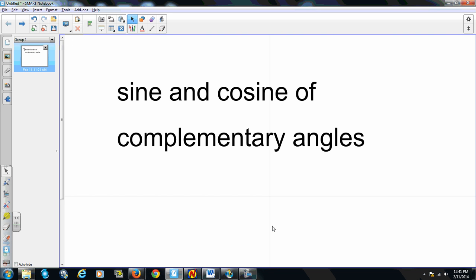Today we're going to do a quick lesson on sine and cosine of complementary angles. This is a fairly simple concept. It is just us noticing something that is similar between the sine of one angle and the cosine of the other.